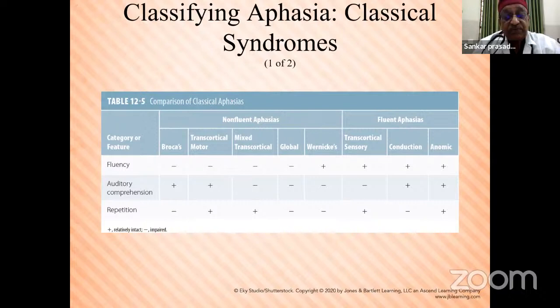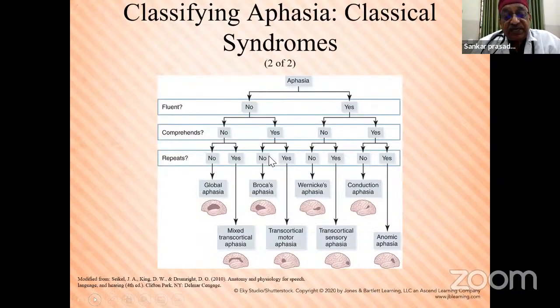To understand, you have to test comprehension first. If comprehension is yes, then you test repetition. If repetition is yes, it is transcortical motor aphasia. If repetition is not yes, or impaired, it is Broca's aphasia. If comprehension is no and repetition is no, it is global aphasia. If repetition is yes, it is mixed transcortical motor aphasia.